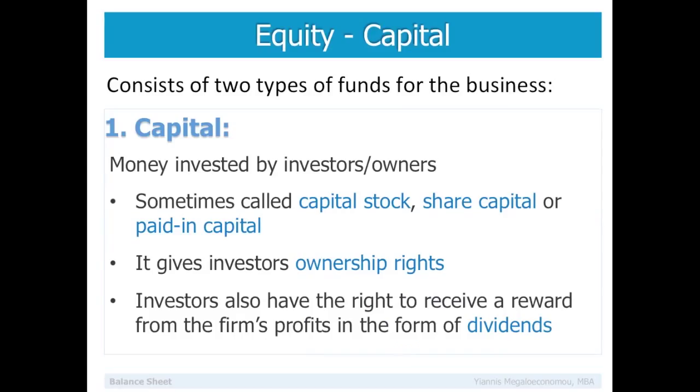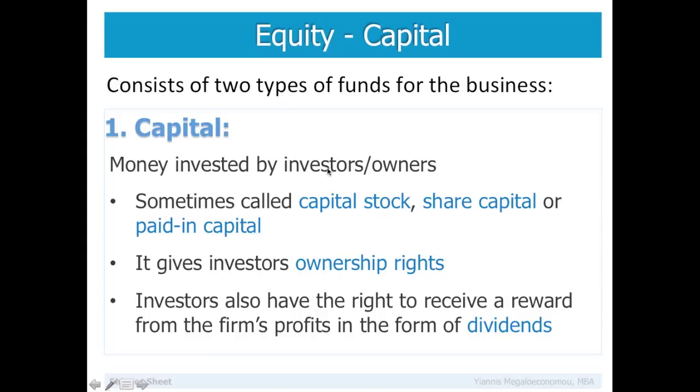Now, equity consists of two different types of funds or money for the business. The first element of equity is capital. Capital is money that has been invested into the business by its owners, by its investors. Sometimes they use different names. You may find different names in the balance sheet. You may see it as capital stock, share capital, or paid-in capital. Okay, all of these terms can be used with exactly the same meaning.